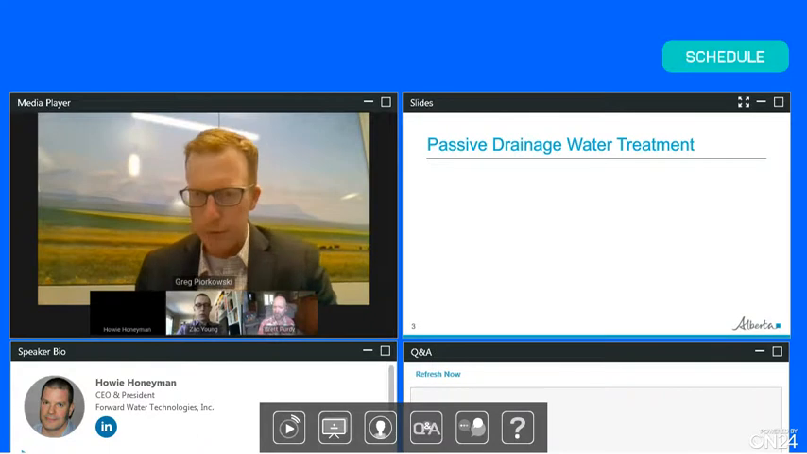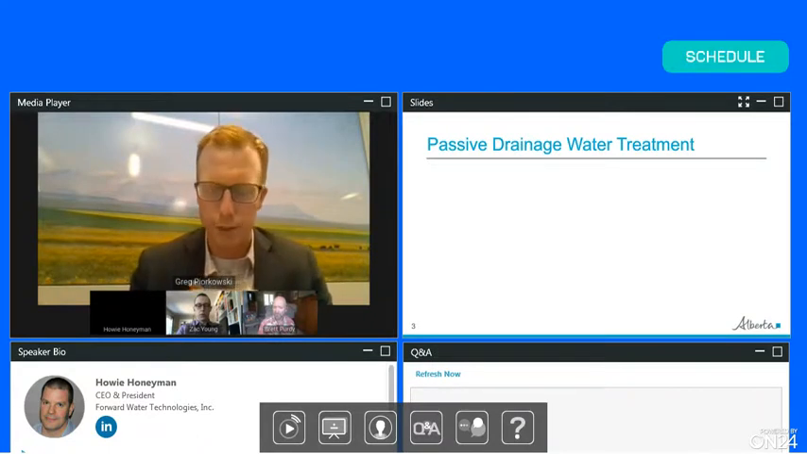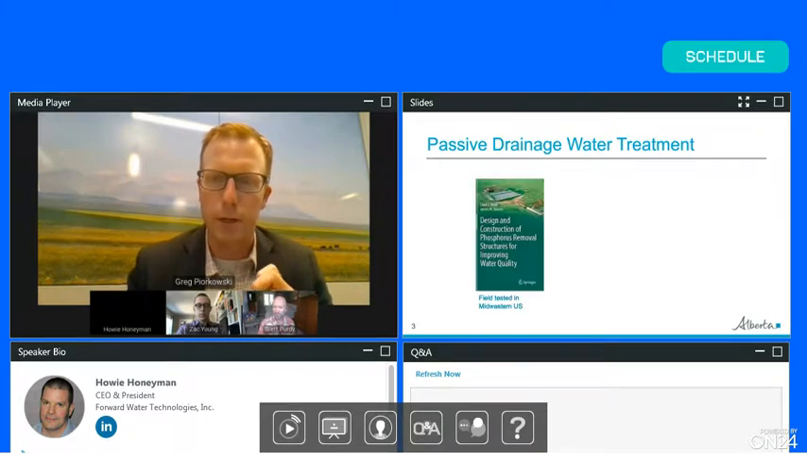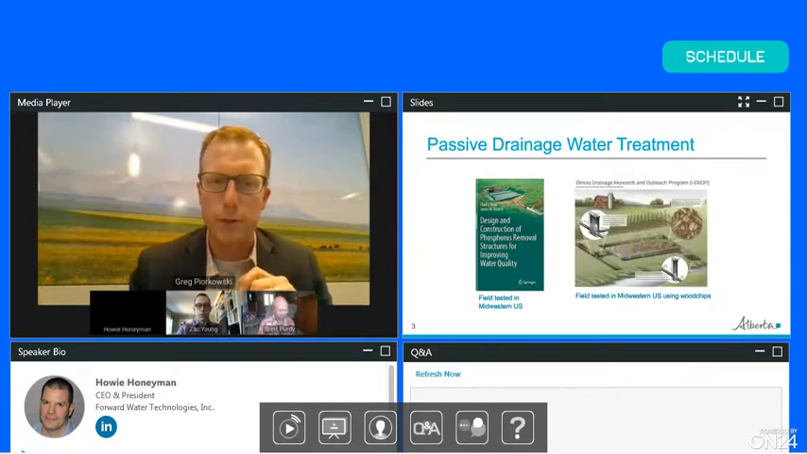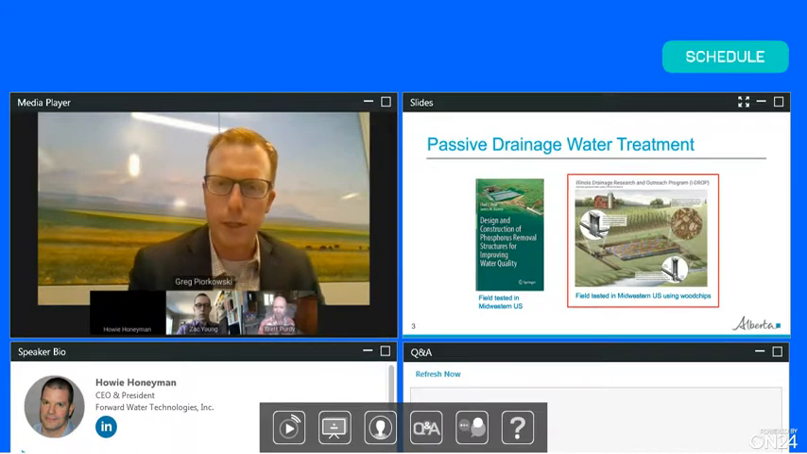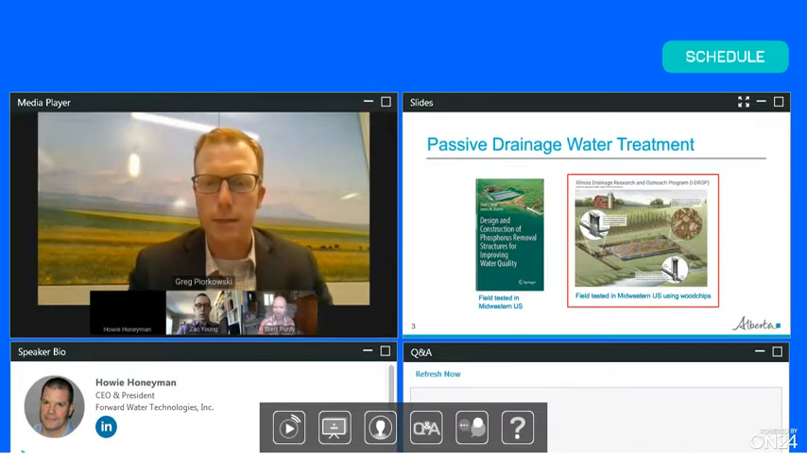Over the past couple of years, we've been looking at passive drainage water treatment systems. By passive, I mean there's no pumping of the water. Water flows according to its gradient through the material and gets cleaned up. One thing we've been looking at is phosphorus structures, and also, which is the topic of this project and presentation, bioreactors.